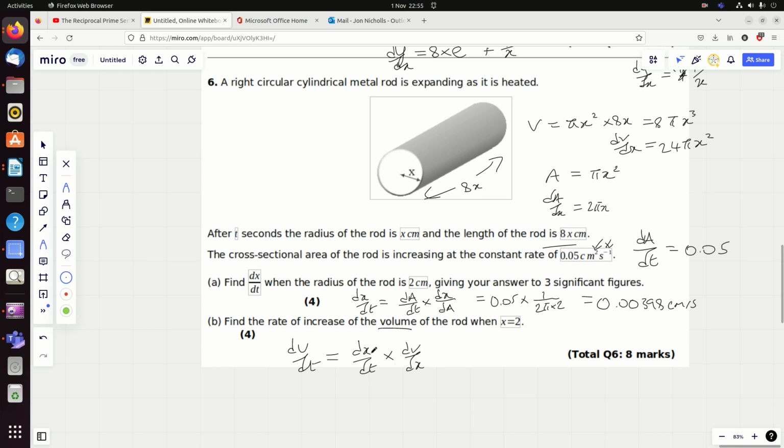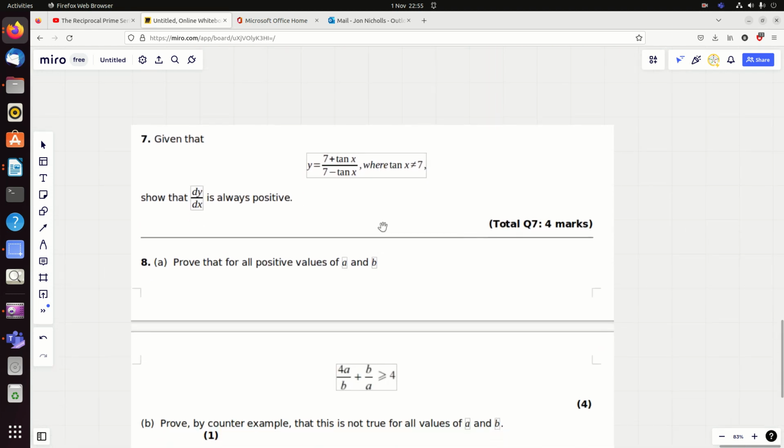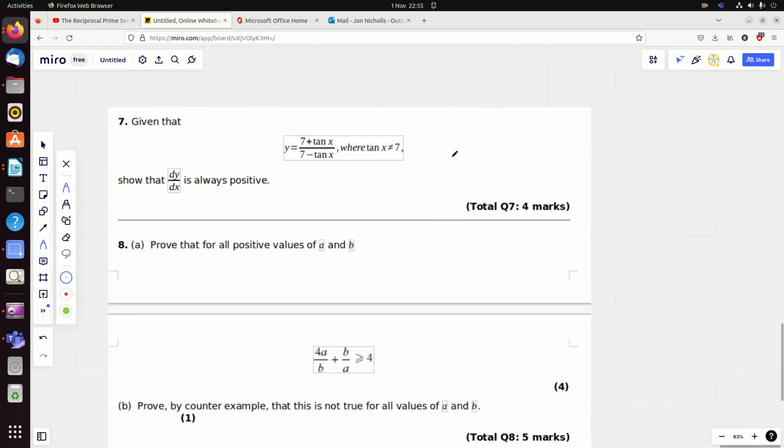We don't even need to do a reciprocal on that this time because the dx cancel and you just get dV by dt. So this is 0.00398 because we already knew that from the last question, and then multiply it by dV by dx, which is 24 times pi times 2 squared, and that comes to, I think, 1.2 centimeters cubed per second. I'm getting some of these numbers from just the mark scheme, which is on the right hand side of me, so if the calculation's wrong, I'm sorry. I'll make a note of it in the notes, but hopefully the mark scheme's correct.